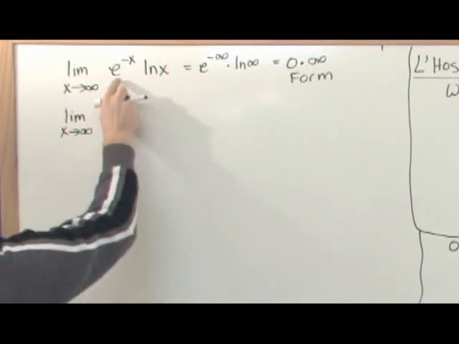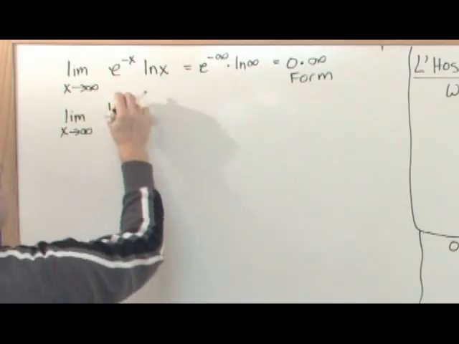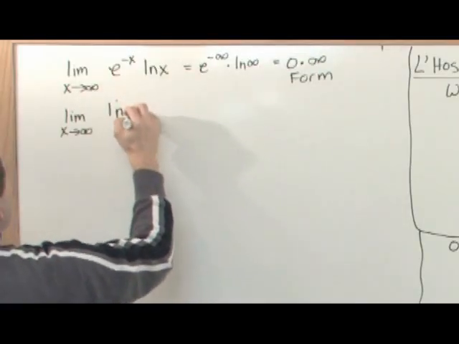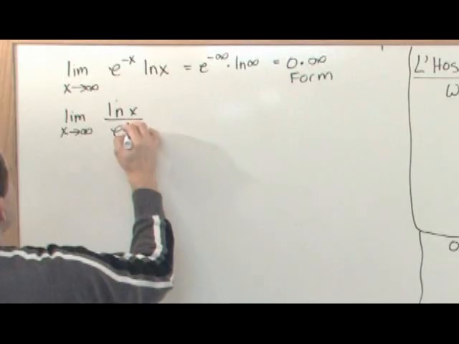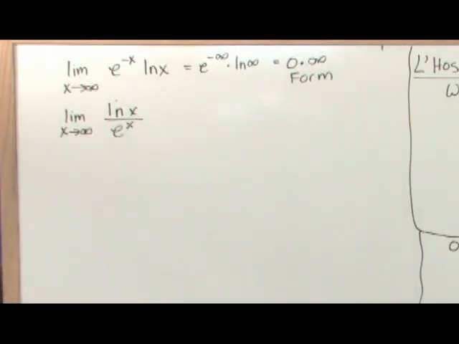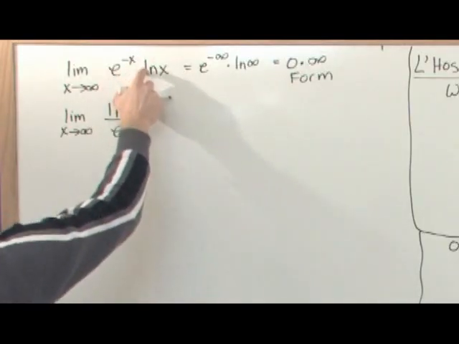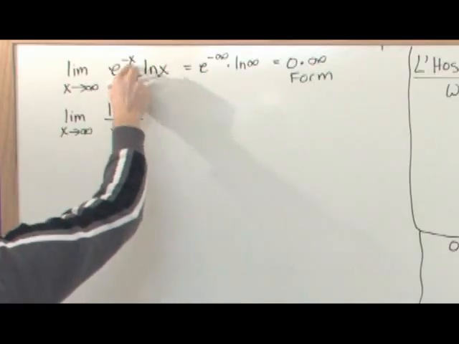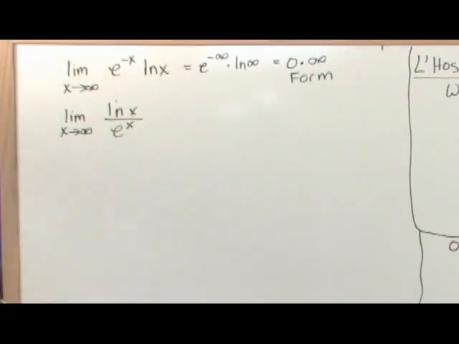All you have to do is take this and write it like this. You can write it as the natural log of x on the top over e to the x on the bottom. Now notice we've changed nothing. All we've done is move this exponential down below, because it's a negative exponent. We can do that, make it positive, okay?